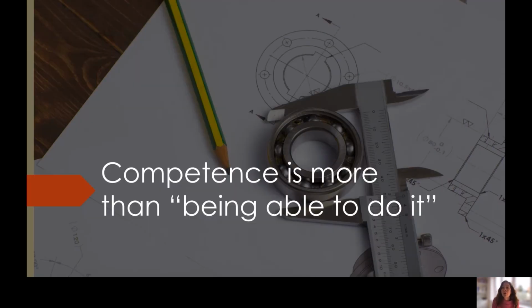So once we know about cognizance, what individual teachers are aware of and understand, we can begin to think about how to develop competence. Now, competence is about being skilled at doing something, using something in practice. It's not about being able to do it. It's about being skilled in doing it.